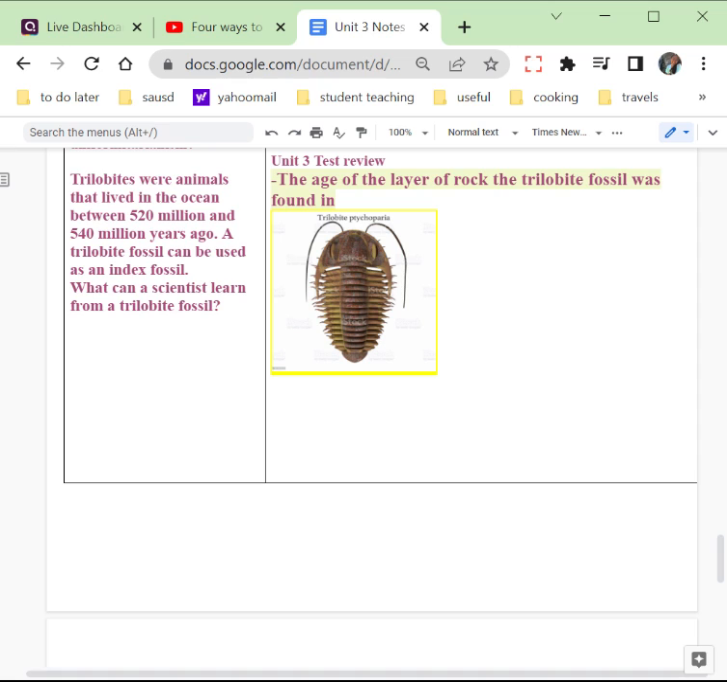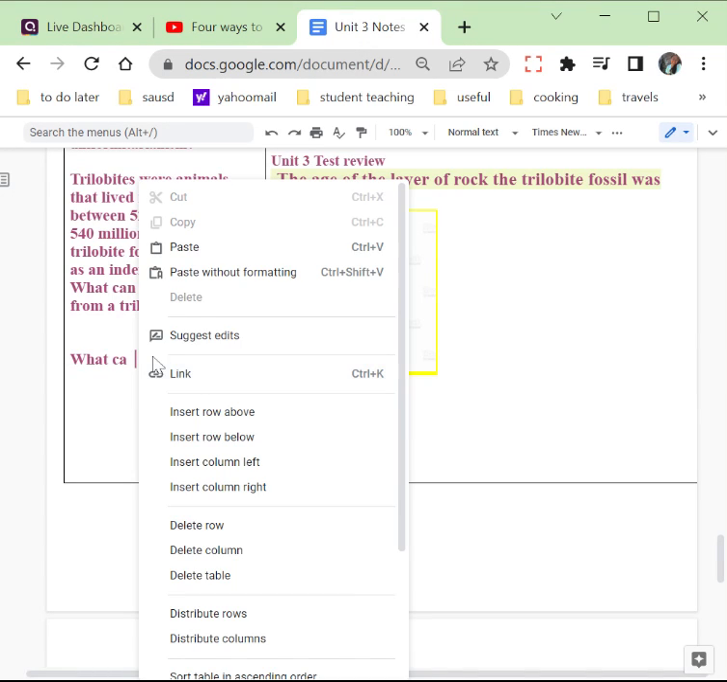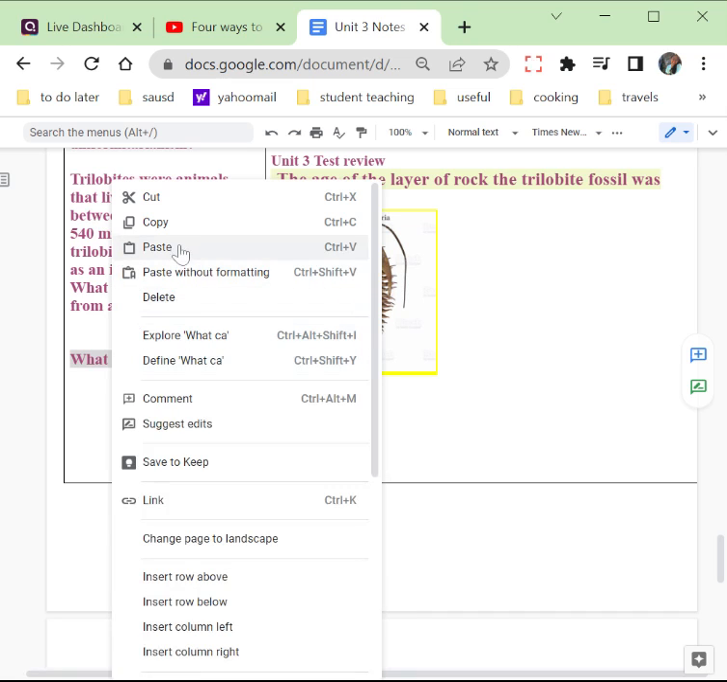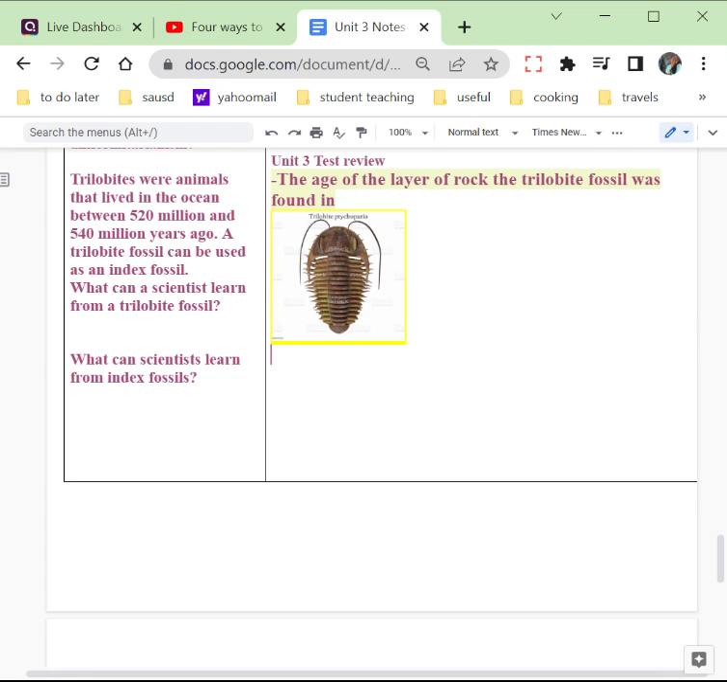I'm just going to add one more thing because it's related. So what I briefly mentioned, index fossils scientists used to determine the age. But let's put that down on our notes too. So why would they do that?